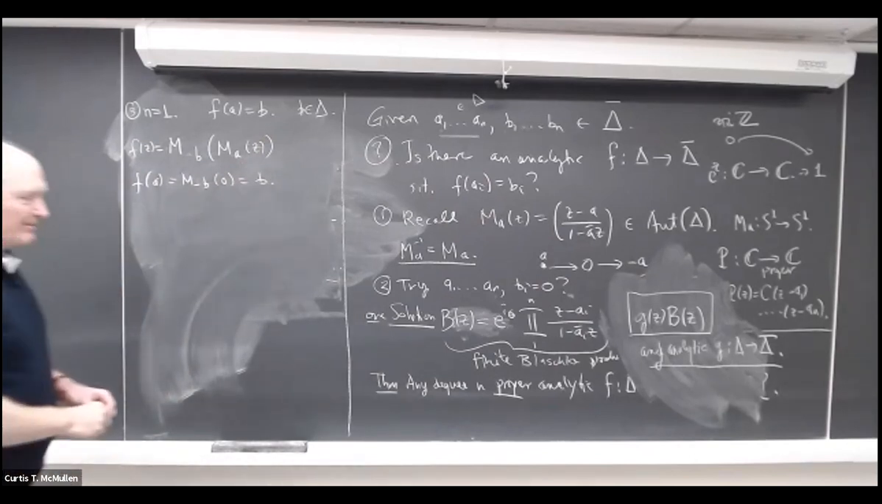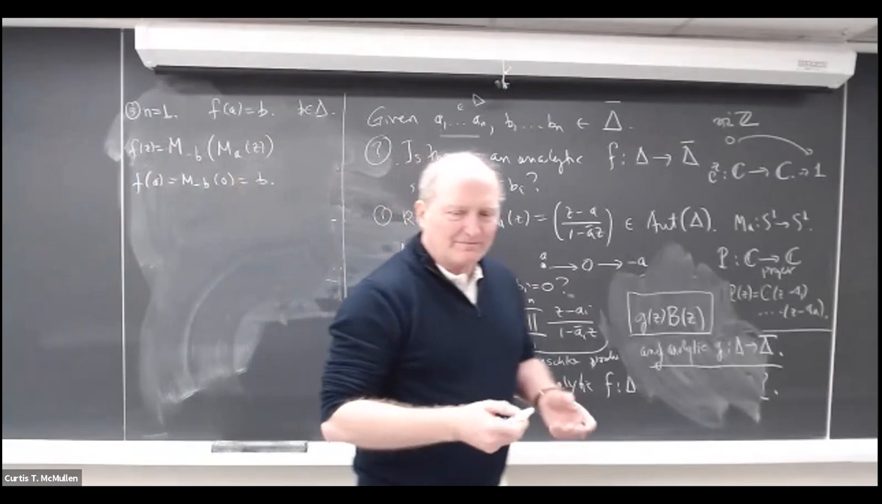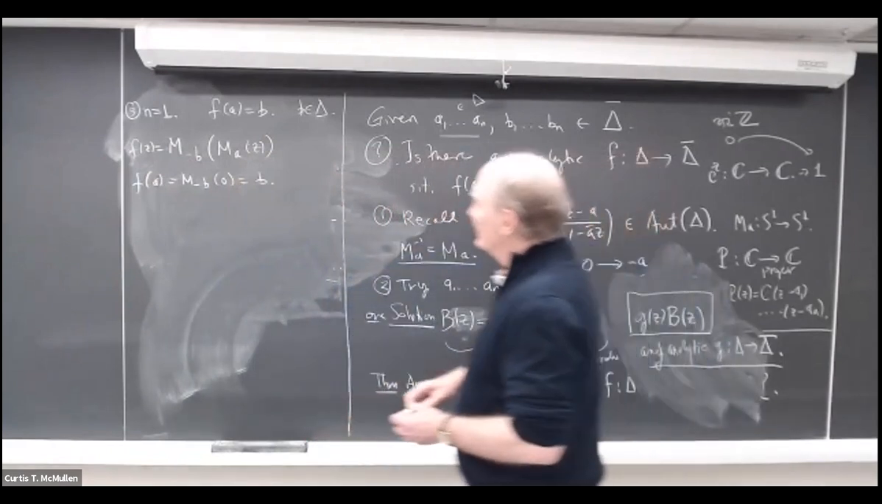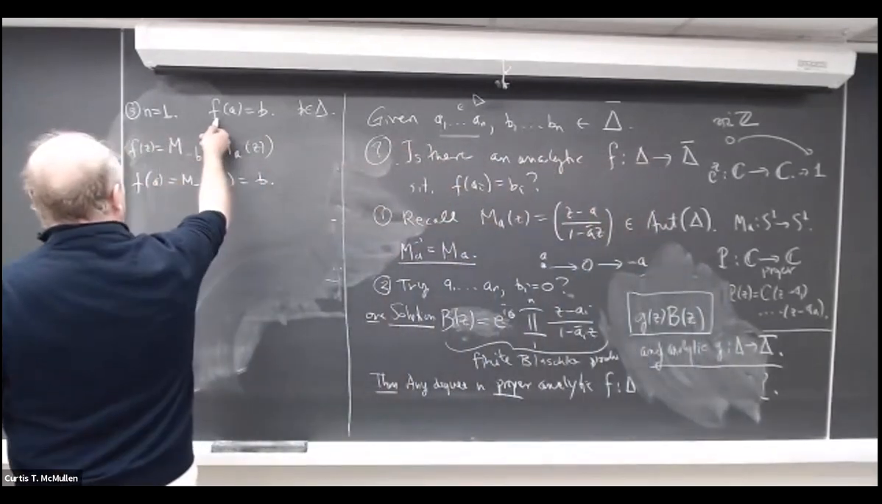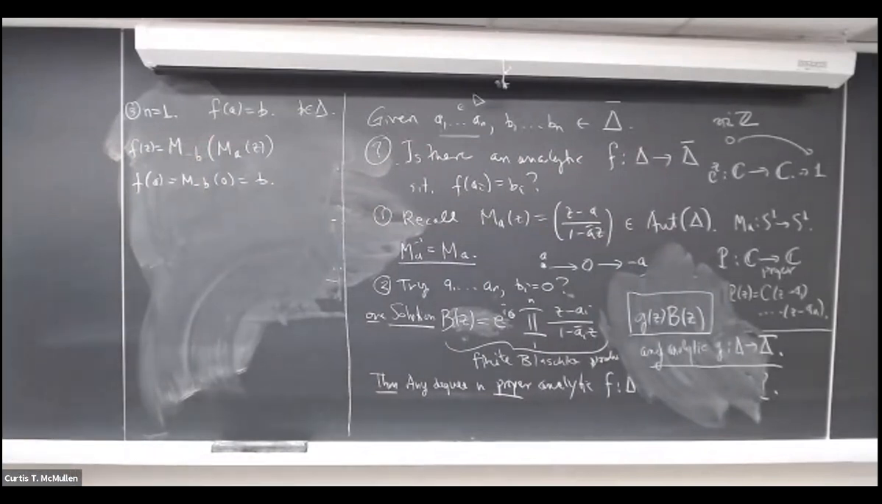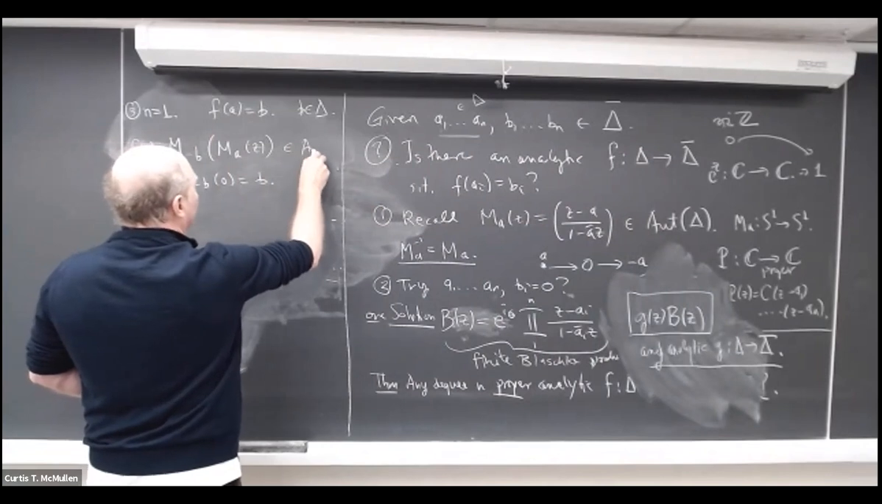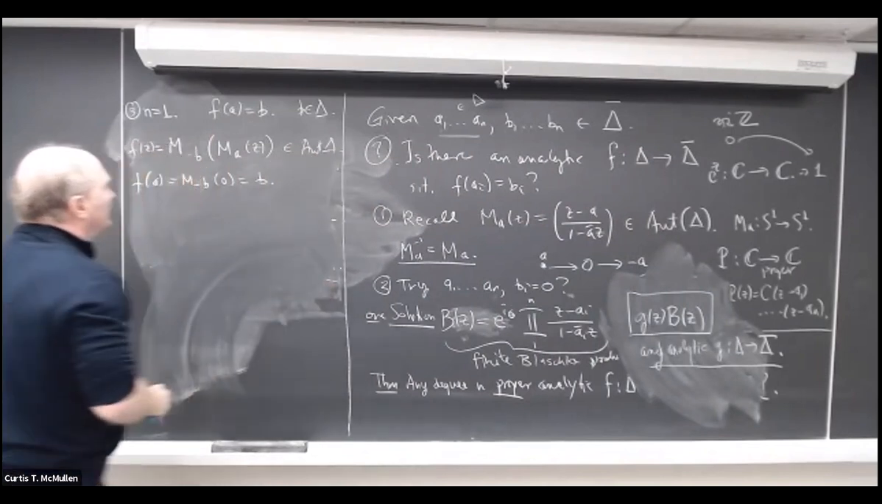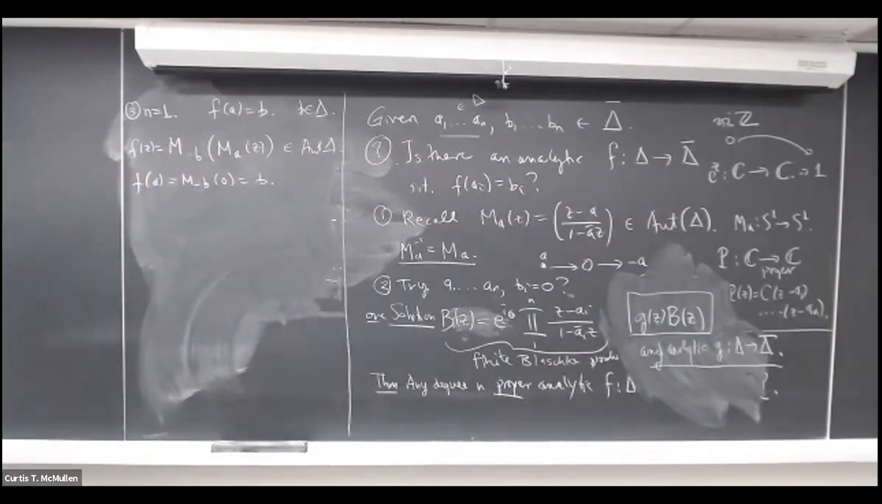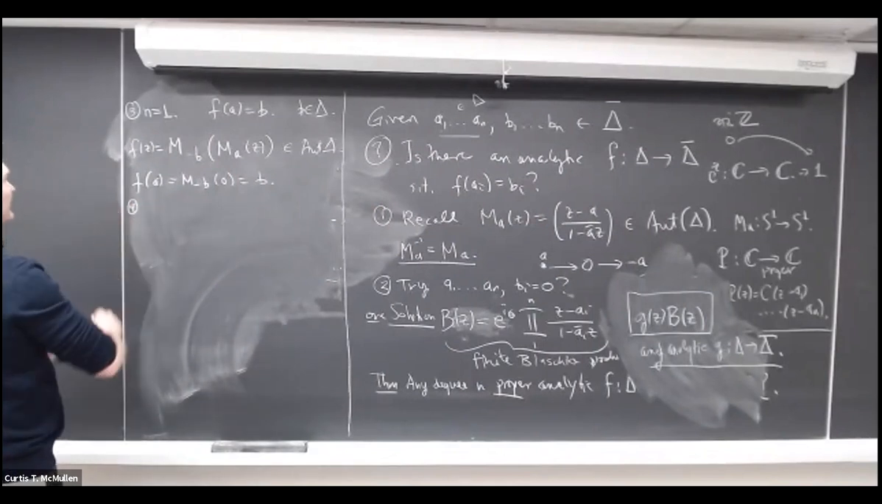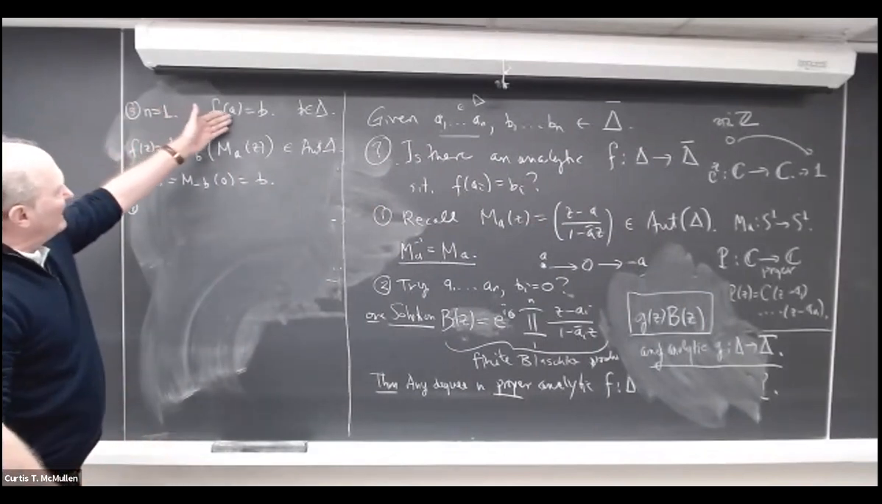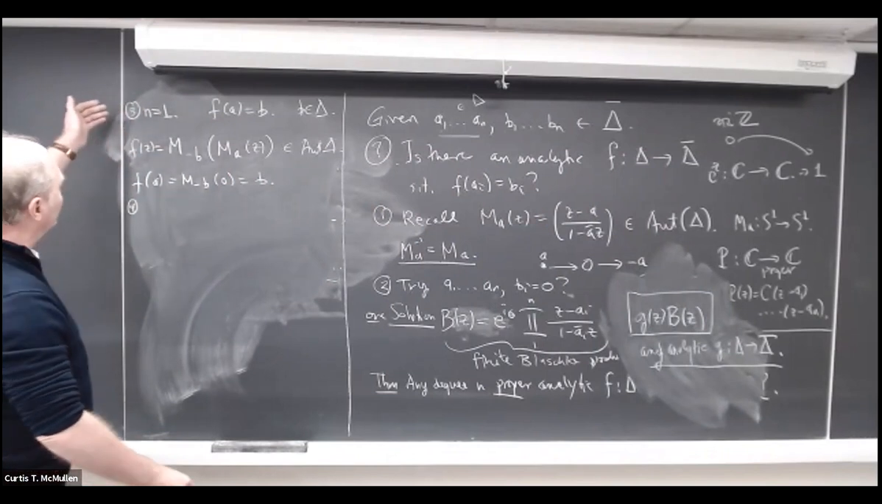So that's not very surprising. That's because the Mobius transformations act transitively on the disk. This is just some Mobius transformation that moves a to b. So f in this particular solution is actually in the automorphism group of the disk. So what we saw here was that for any pair of points in the disk, you can solve the interpolation problem.